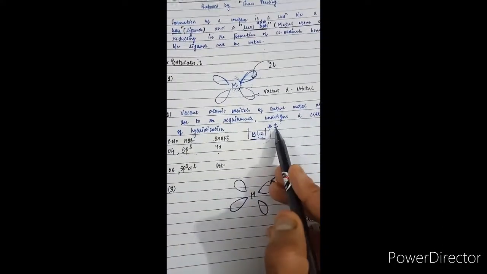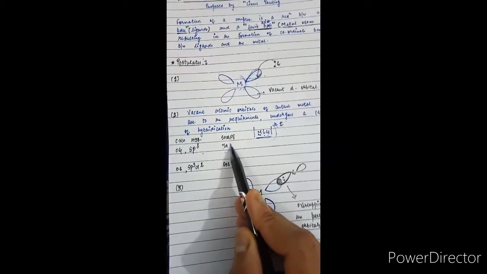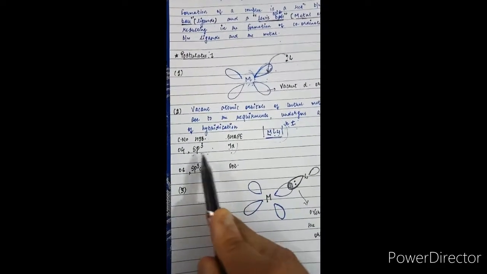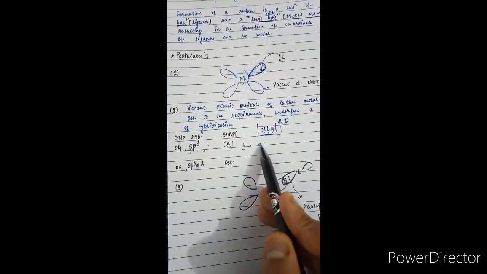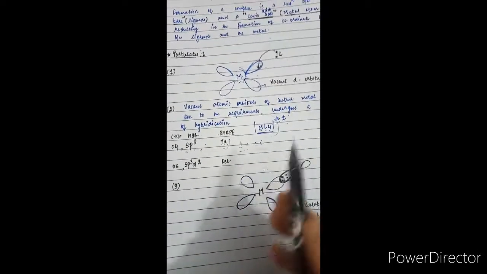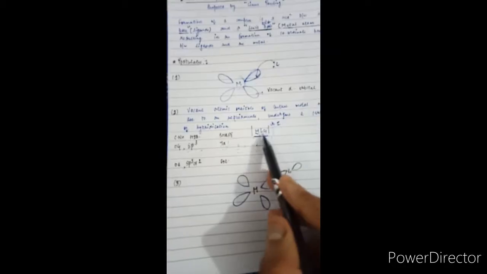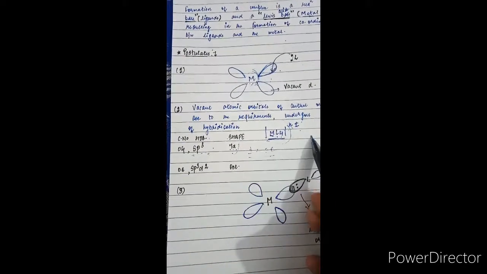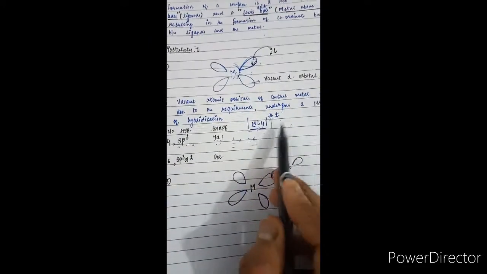So according to the requirement, if 4 ligands are approaching, then the shape will be tetrahedral. Why will the shape be tetrahedral? Because the hybridization will be sp3. sp3 means a total of 4 orbitals are there, 1 s and 3 p. That means sp3 hybridized orbitals in the case of the central metal atom. So according to the requirement, meaning the total number of ligand molecules approaching the central metal atom or ion, the central metal atom undergoes a certain type of hybridization.